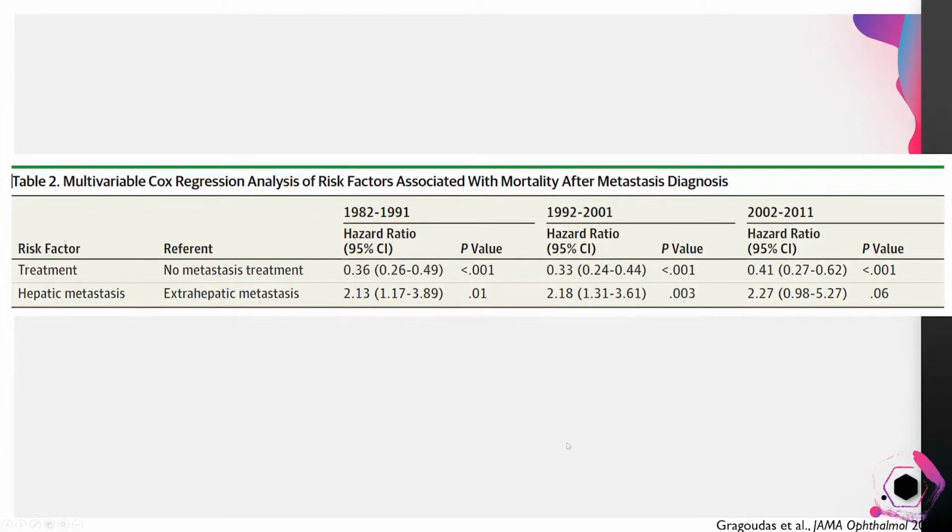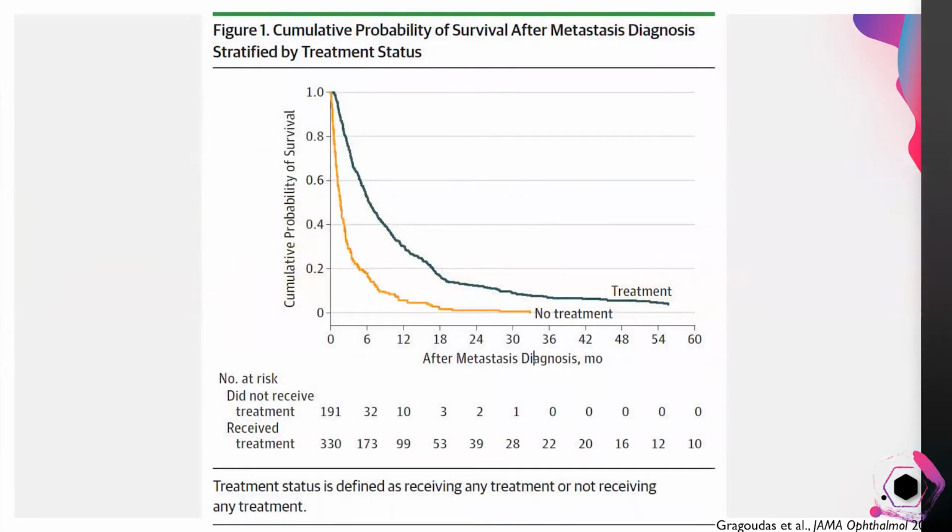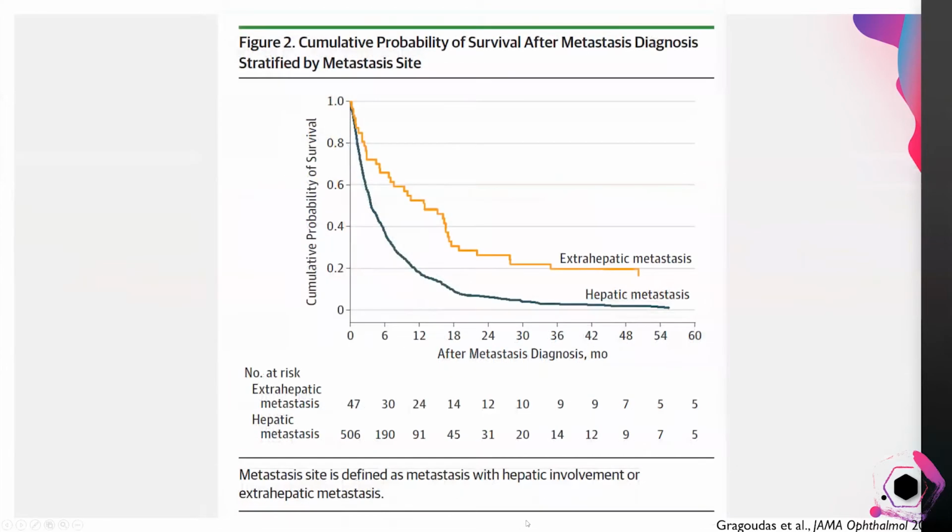We understand that that's not a very common scenario to have extrahepatic metastasis only, but it turns out that group does do fairly well. And then here's a cumulative probability of survival after diagnosis of metastasis. Again, if you do treatment, you're going to live longer, but we want to actually see that dark blue line get kicked out much farther. We don't want to see it just a few years away from no treatment. We want to see it grossly separated.